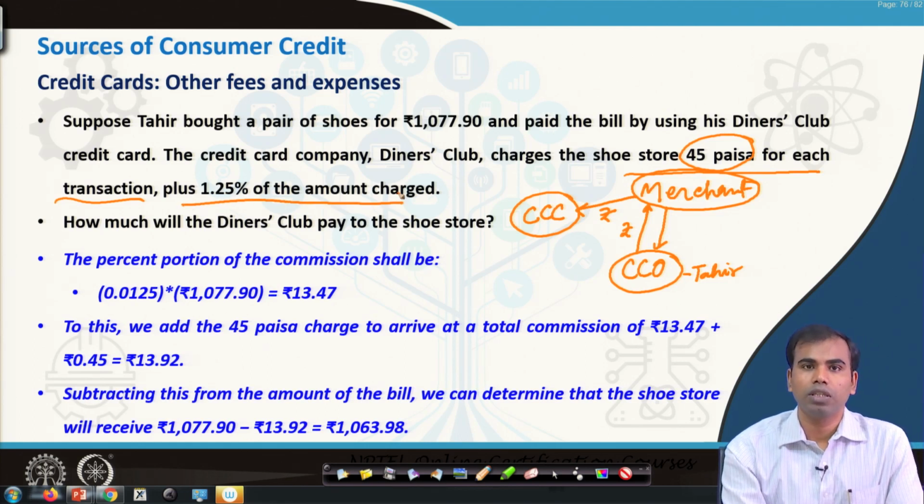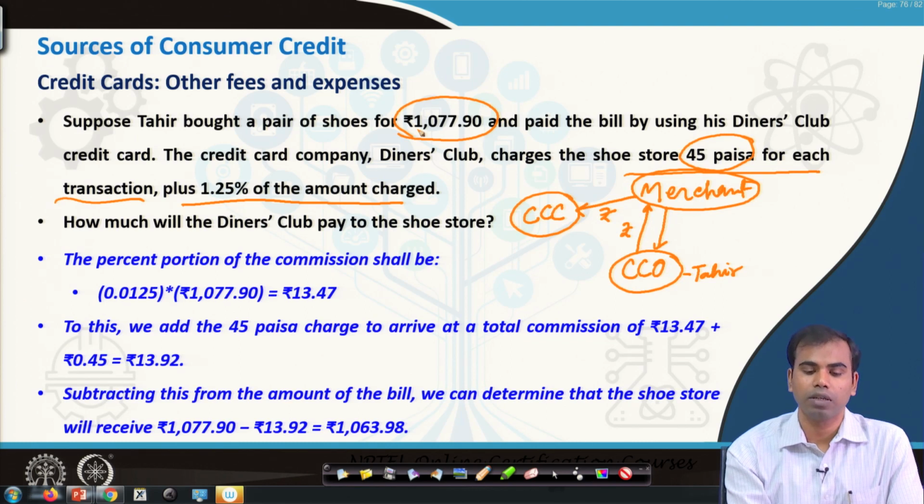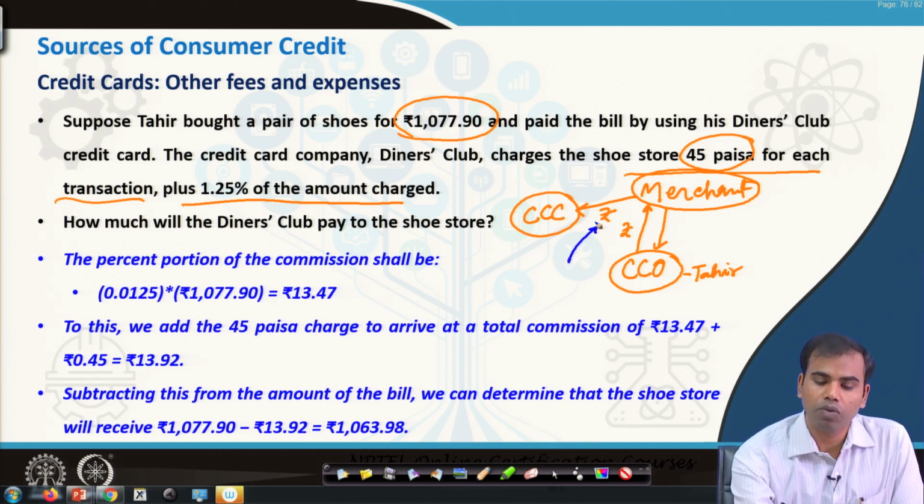Now, the question here is how much money the card issuing company will pay to the shoe store. If the price of the shoe was 1077 rupees 90 paisa and the merchant has to pay 45 paisa plus 1.25% of the amount charged to the card issuing company, how much money will go to the merchant? So, the amount of money that the merchant has to pay is 45 paisa plus 1.25% of the bill charged. Here the amount paid is 1077 rupees 90 paisa.